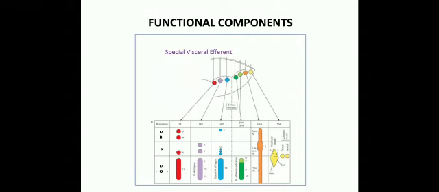So, the second component, that is special visceral efferent. These nuclei supply striated muscle derived from the branchial arches. It includes the motor nucleus of the trigeminal nerve, which lies in the upper part of the pons. It supplies the muscles of mastication through the mandibular nerve. Then the nucleus of the facial nerve lies in the lower part of the pons. It supplies the various muscles innervated by the facial nerve.